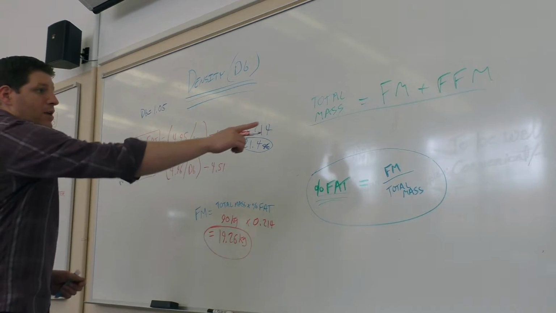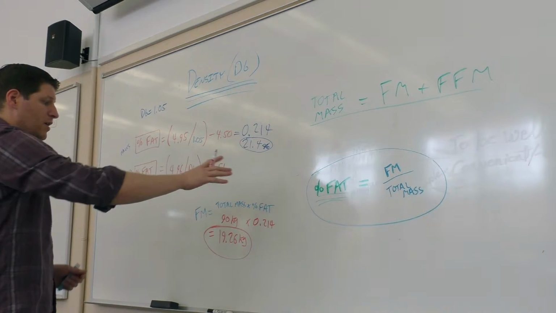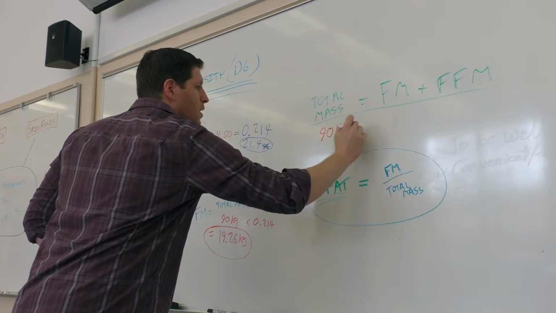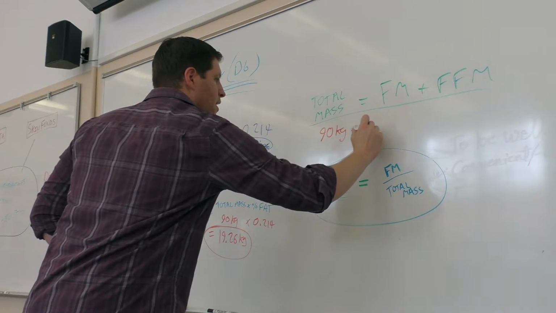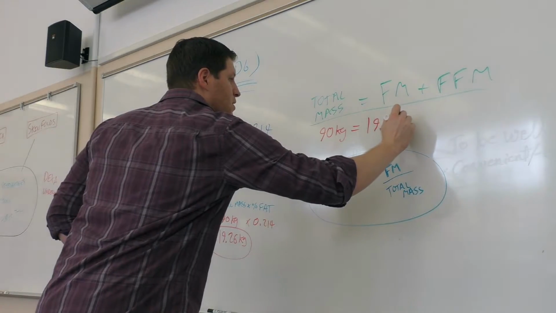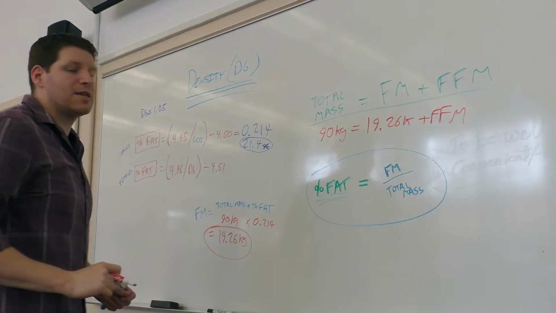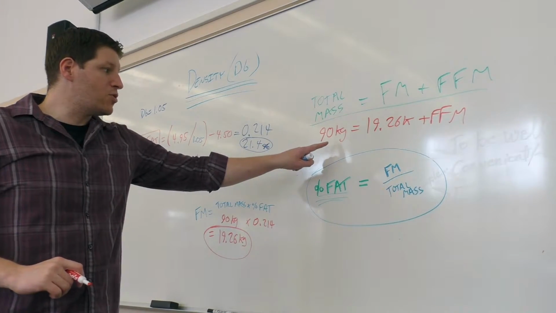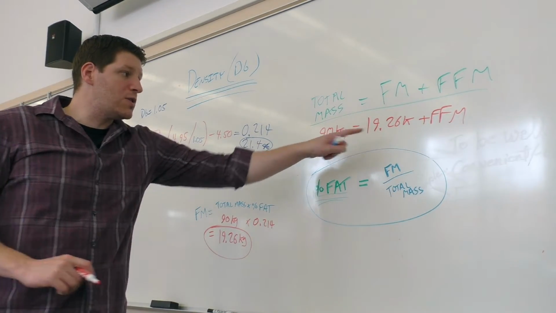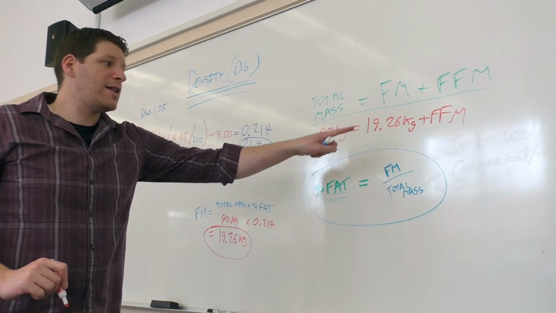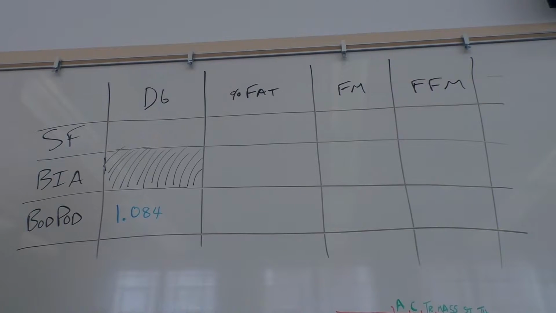So now, if we continue up here to this equation, very simply, we know that the total mass, again, is 90 kilograms, and we know that the fat mass is 19.26 kilograms. Well, then it's very, very easy to figure out what the fat-free mass is. Very simply, we would just subtract 19.26 kilograms from 90 kilograms, and that's going to give us our fat-free mass.